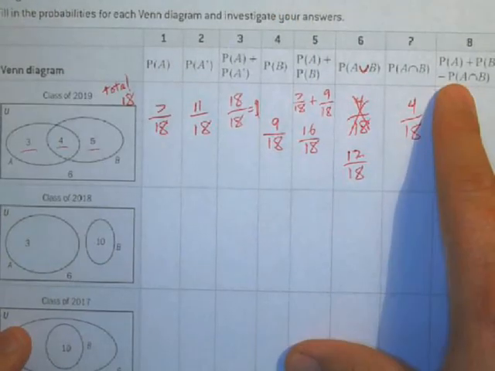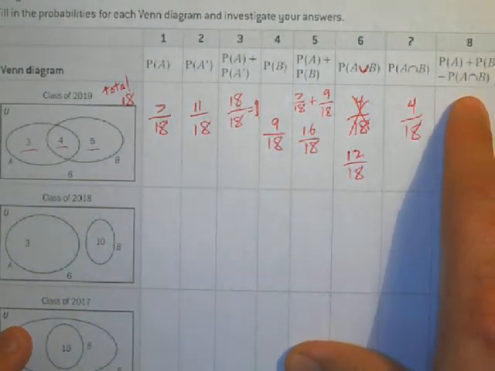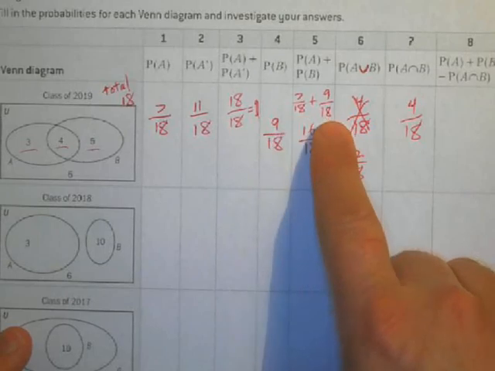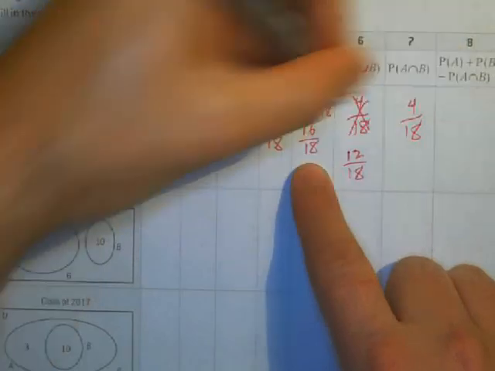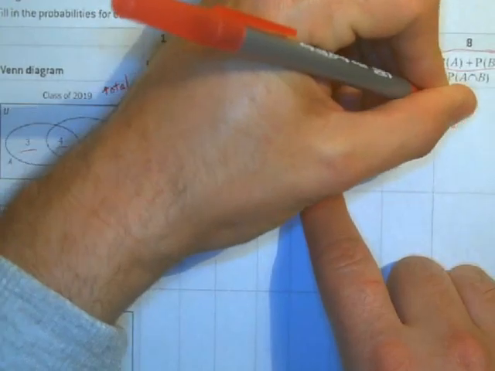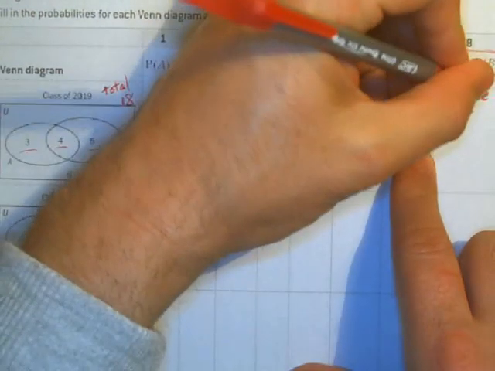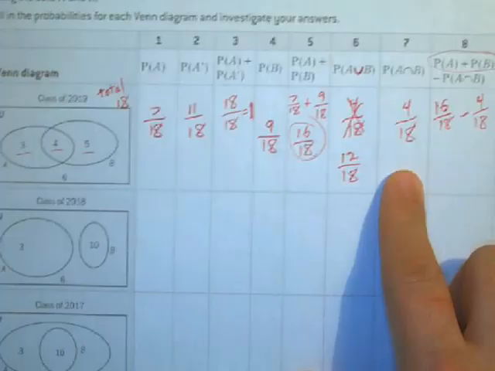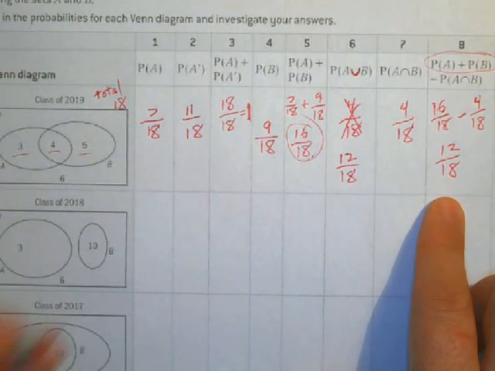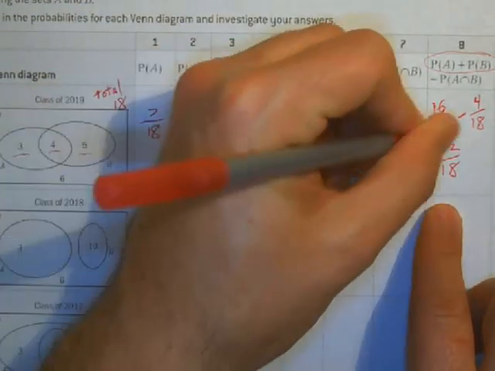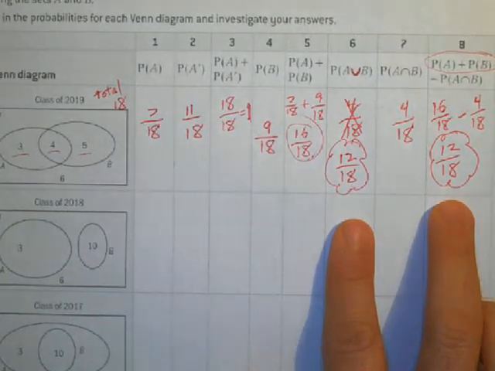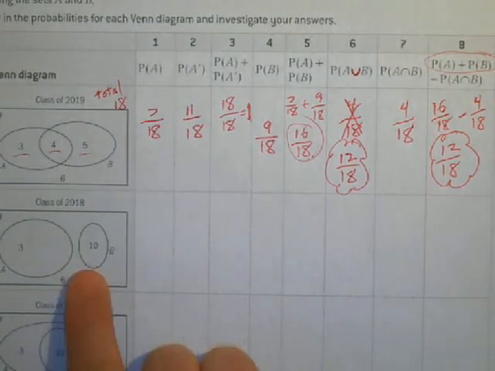And probability of A plus probability of B minus the intersection. So probability of A is this, probability of B is this, so we get 16 over 18 minus the intersection, which is 4 over 18, which is going to give me 12 over 18. Interesting. This and this are the same. This will come back. We're going to talk about this relationship. Oh my gosh, these circles don't overlap. Let's look at this.